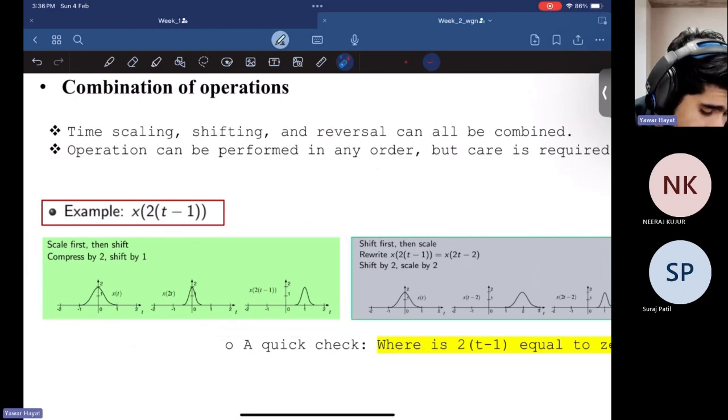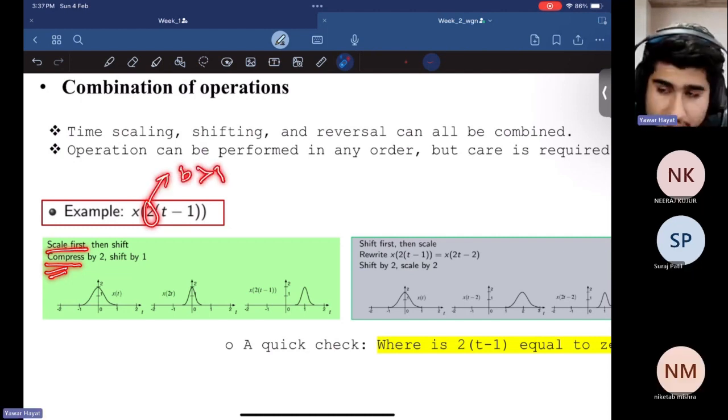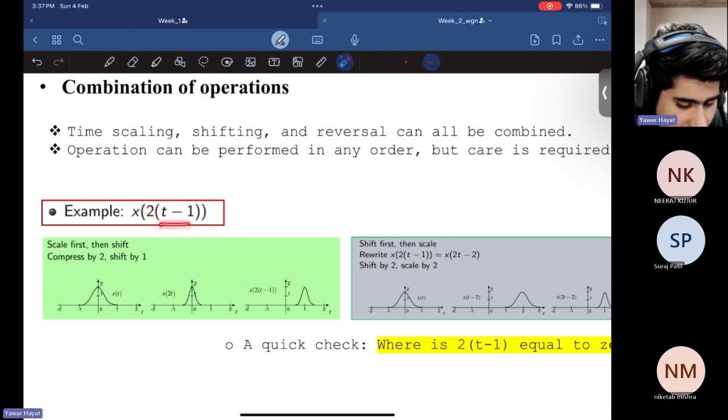So if we scale first, we get compression, because this factor is greater than 1, right? So that is why the signal would be compressed. And then shift. Okay, would this be a right shift or a left shift?